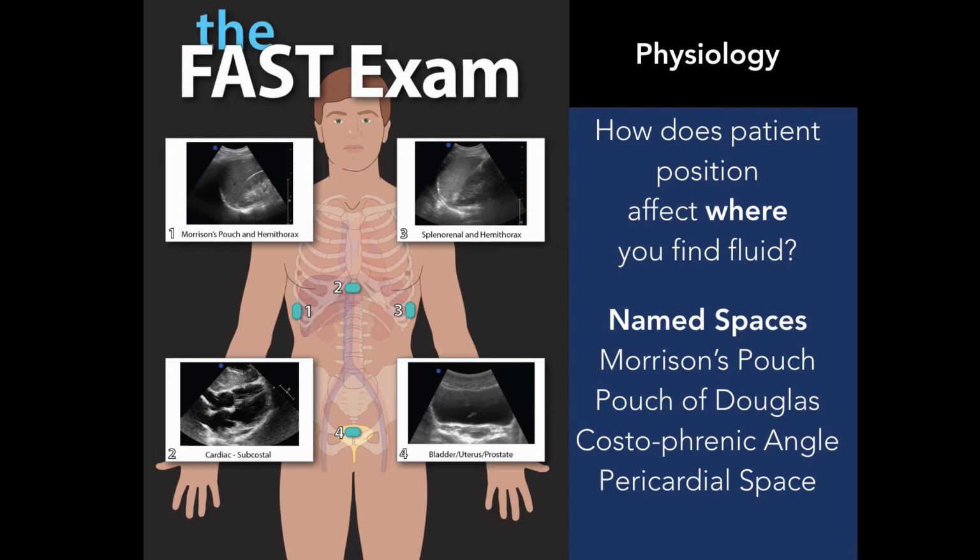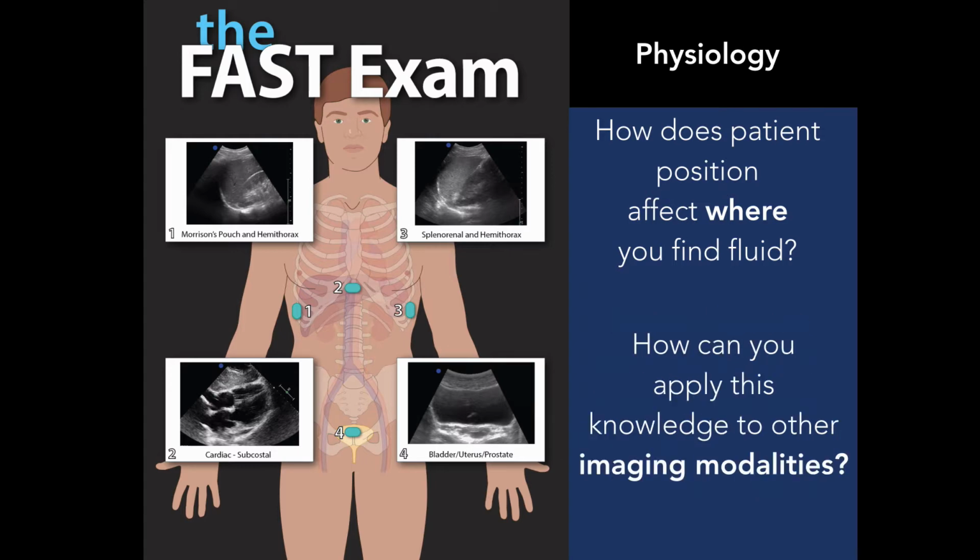So it's not important to remember that spaces have names. It's more important to remember that named spaces are important. So Morrison's pouch is important not because old man Morrison described it. It's important because that's where fluid collects in the supine patient. Pouch of Douglas, same thing. That's where it collects in the upright patient. And the costophrenic angle doesn't really have a cool name, but you'll see that that's really important, and the pericardial space also is the same thing. Those are where fluid collects, okay?